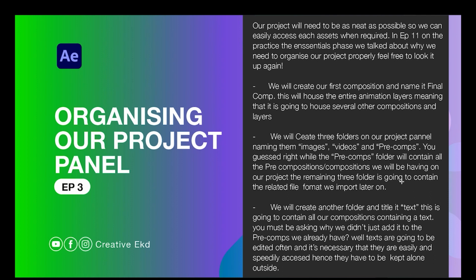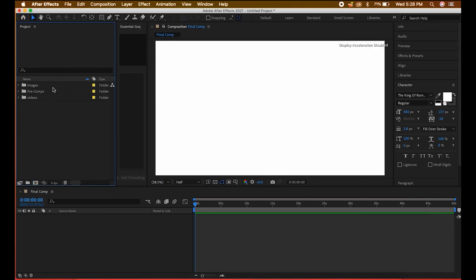Thirdly, we'll create another folder and title it text. So this is going to contain all our compositions containing text. Some persons will ask, since it's going to be a composition, why don't we just put it inside the pre-comps folder? Why the stress of creating another folder for it? Let me tell you, don't be confused. We'll have some compositions in pre-comps, don't be confused about that.